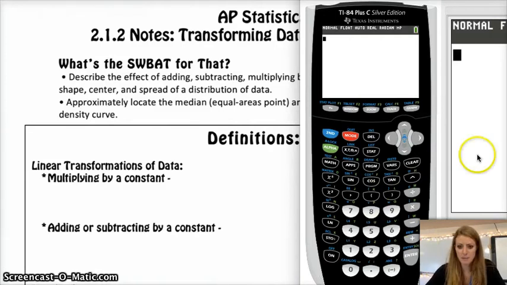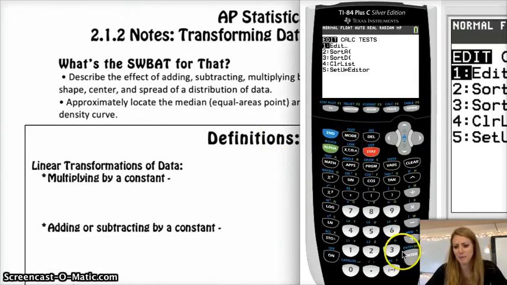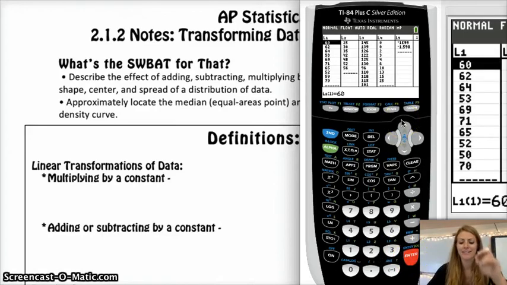In this case, I'm going to pretend it's your test scores on your most recent test. So I've already entered the data. This is fake, these are not your real scores. But anyways, I put all of the scores in list 1, L1. So you've got 60, 62, 64, 53, and so on. You know how to enter data into your calculator, so you get there.